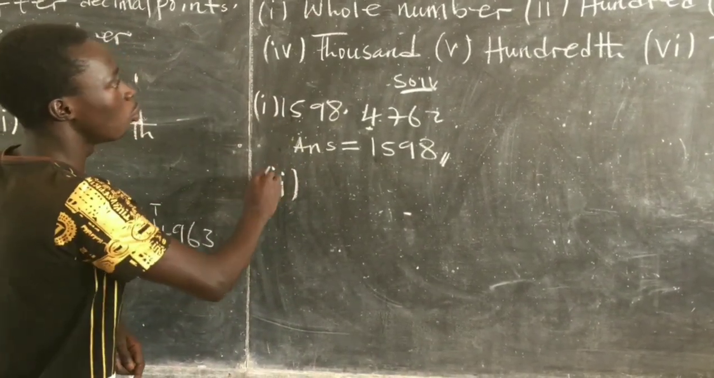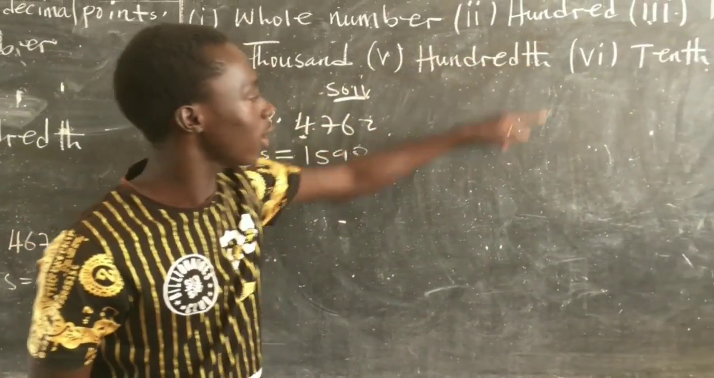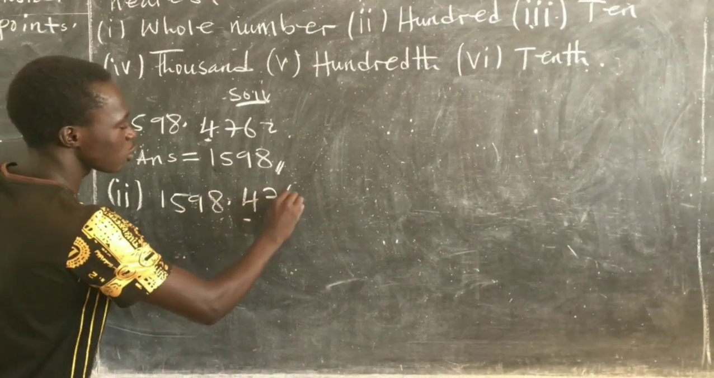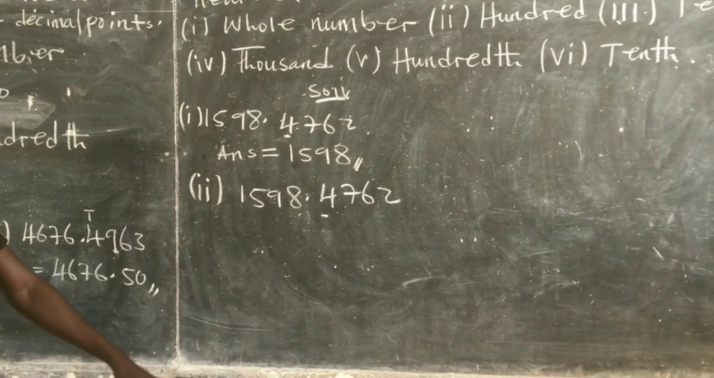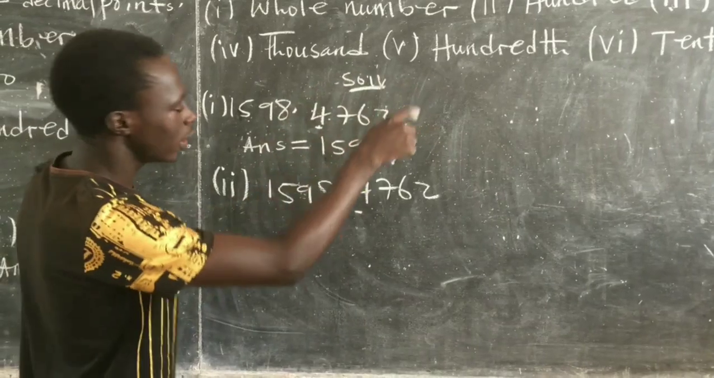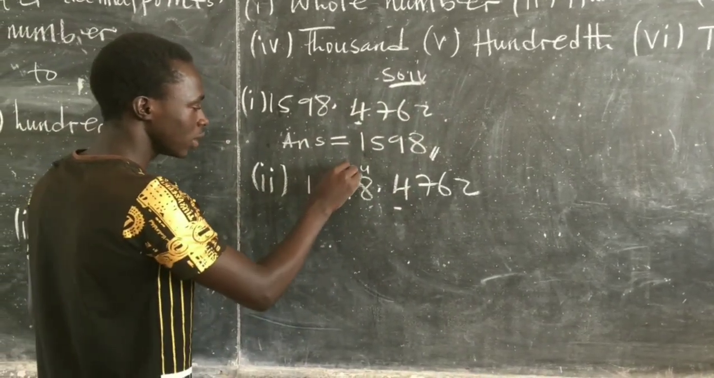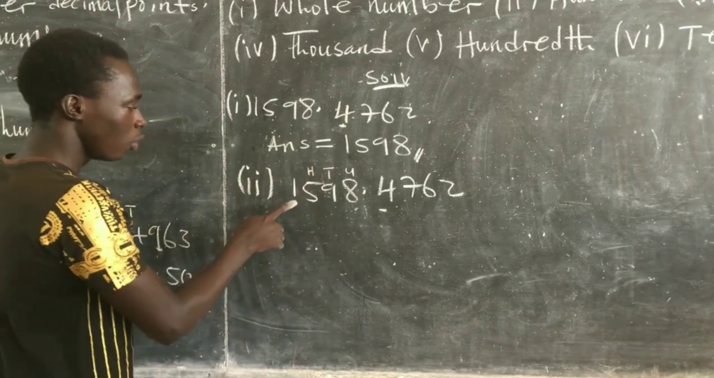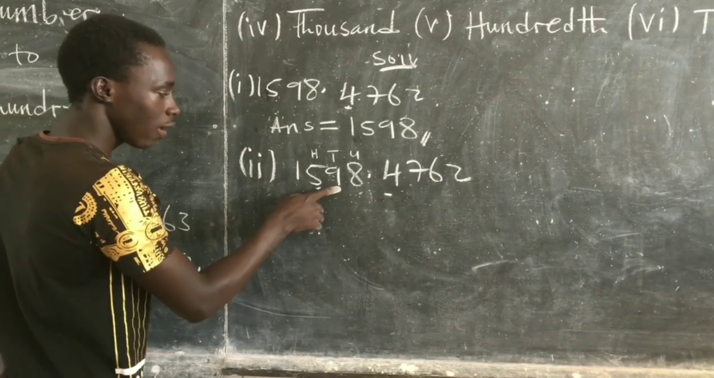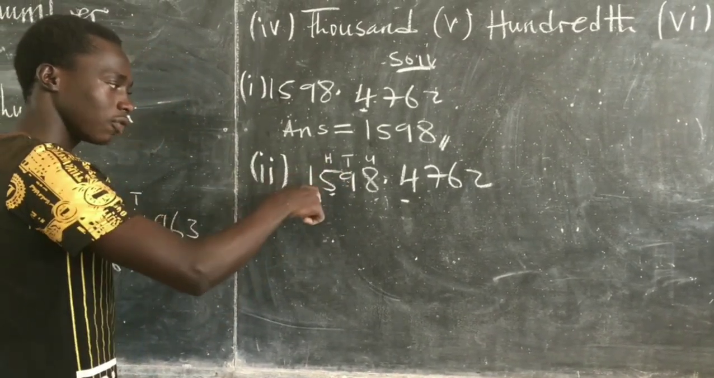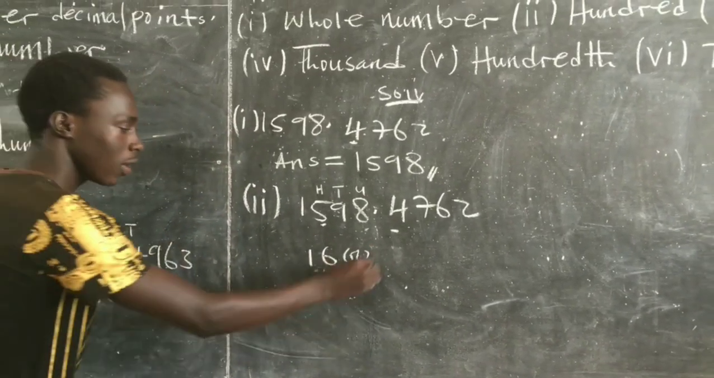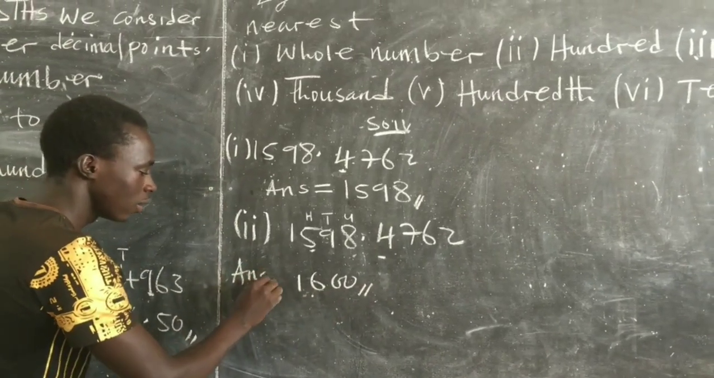Roman figure 2, we have to round to nearest 100 without TH. The same number, 1598.4762. So this will be unit digit, 10 digit and 100 digit. So this is the 100 digit. And after the 100 digit here is 9. It is greater than 5. We have to take 1 from this 9 and add it to this 5. Therefore, this will become 1600, nearest 100. That will be the final answer for this.